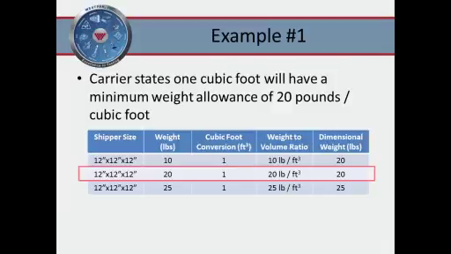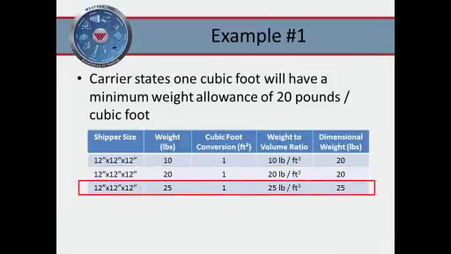The second case here is that you have the same size box, but it weighs 20 pounds. And 20 pounds equals the minimum, so you're actually just going to be charged 20 pounds. This is the best case scenario, actually, because you're not exceeding the minimum weight, and you're not really getting charged anything extra. And here's the last scenario, that you have a 12 by 12 by 12 box, but it weighs 25 pounds. And because 25 pounds weighs more than the minimum weight allowance of 20 pounds, you'll actually be charged for the 5 extra pounds, which is known as the actual weight of the shipper.